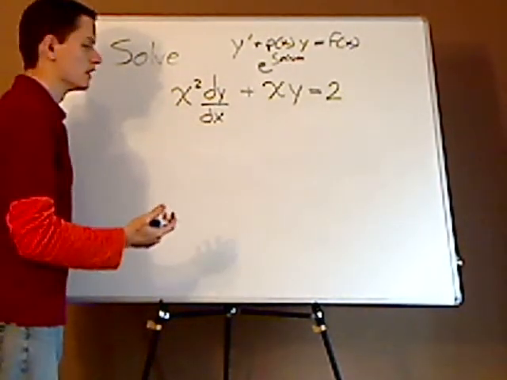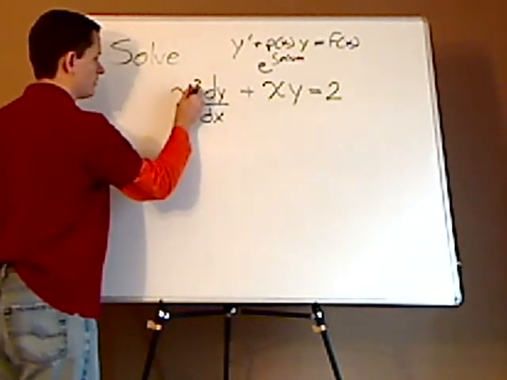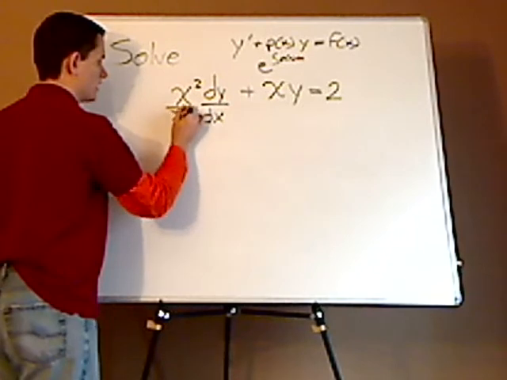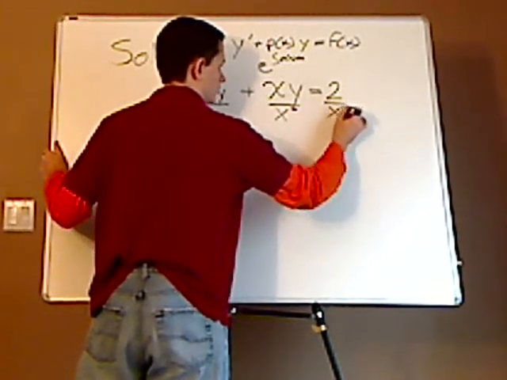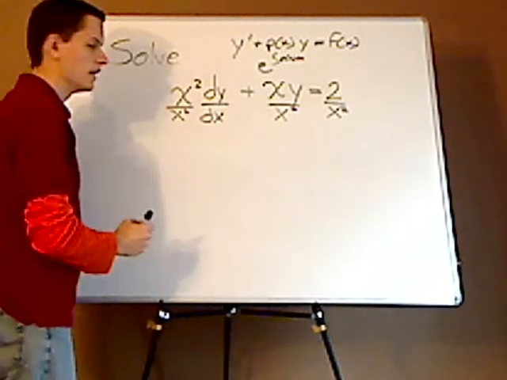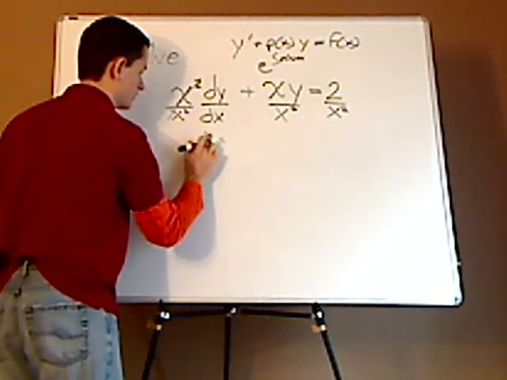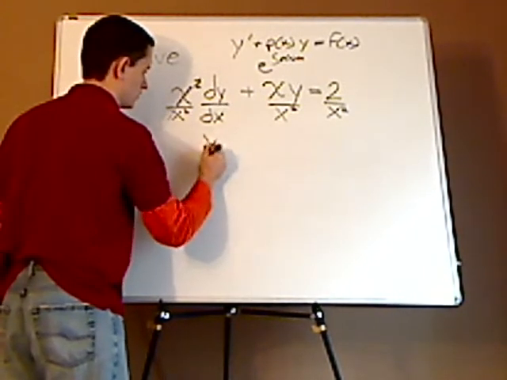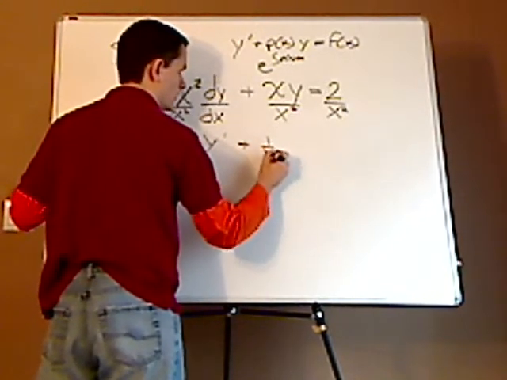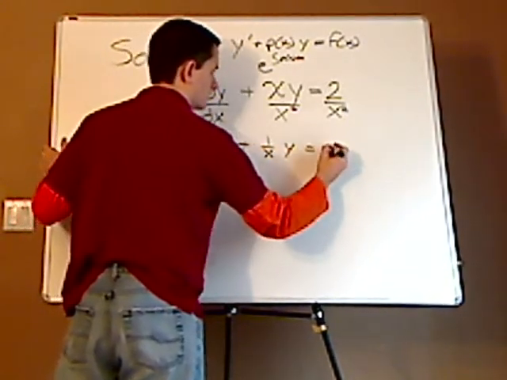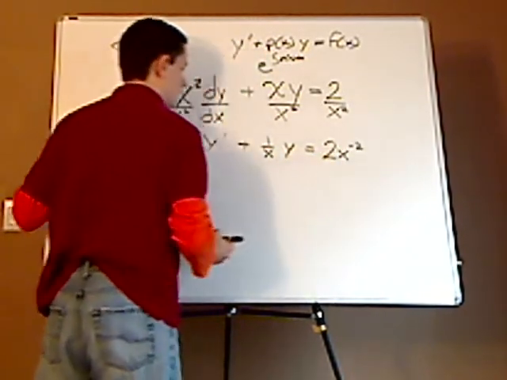And so I'm going to show you. First, it has to be in that form. So what you want to do is divide everything by x squared. Once you do that, this cancels. You have dy, I'm going to just write y prime, plus 1 over x times y equals 2x raised to negative 2.